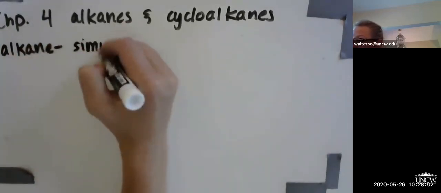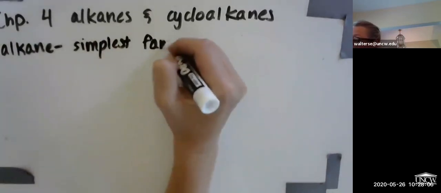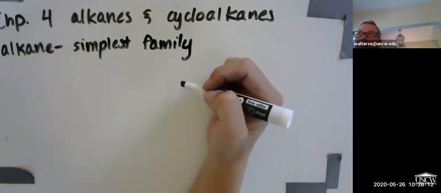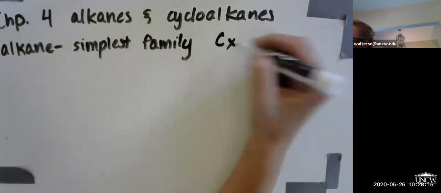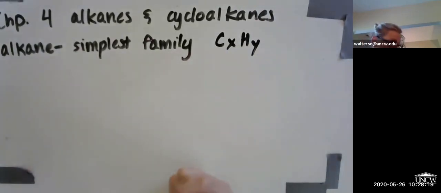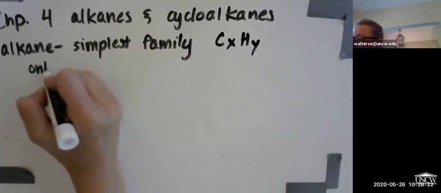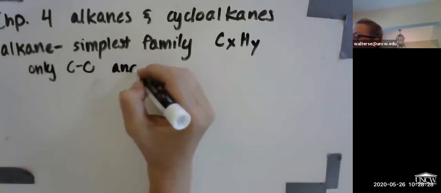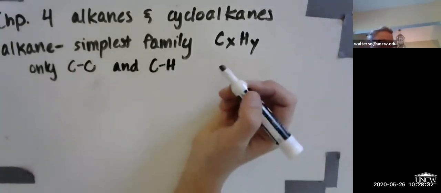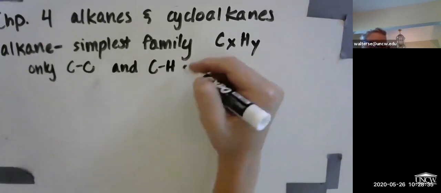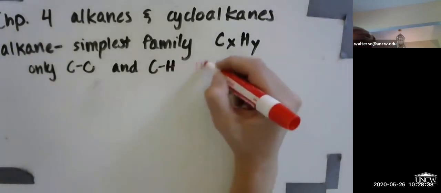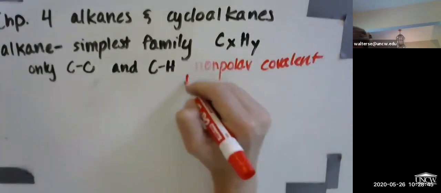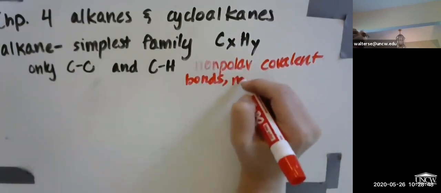Okay, so an alkane is the simplest family. Alkane is a functional group. It has no heteroatoms. It only has carbons and hydrogens. You have only carbon to carbon single bonds and carbon to hydrogen single bonds. And what that means is that these are nonpolar molecules. They're all nonpolar covalent bonds, and the molecules are nonpolar.